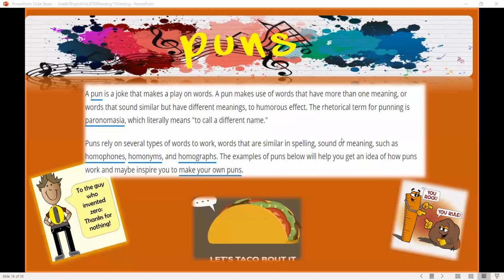Now, it does rely on quite a few words like homophones, homonyms, homographs, and it's all to do with spelling and sound and meaning. Yes, excellent. All right, so we have a few examples here. Let's talk about it. To the guy who invented zero, thanks for nothing. Europe, Euro. Those are some nice poems, and it is brilliant to use in a poem because it really adds a funny note or humor to the poem. So it's awesome to use for that.